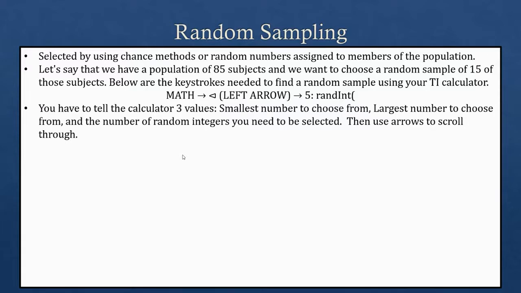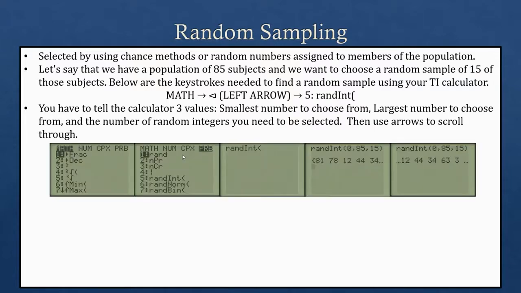You have to tell the calculator 3 values: the smallest number to choose from, the largest number to choose from, and then the number of random integers to be selected. And then you use arrows to scroll through. These are the screen grabs of what it would look like. When we get to this point, what you're telling the calculator is you want it to pick 15 random numbers between 0 and 85.